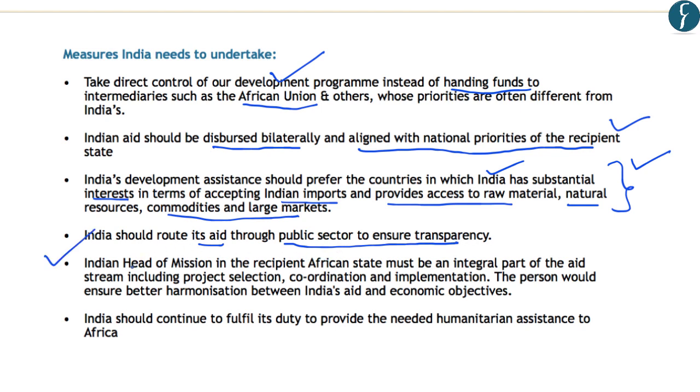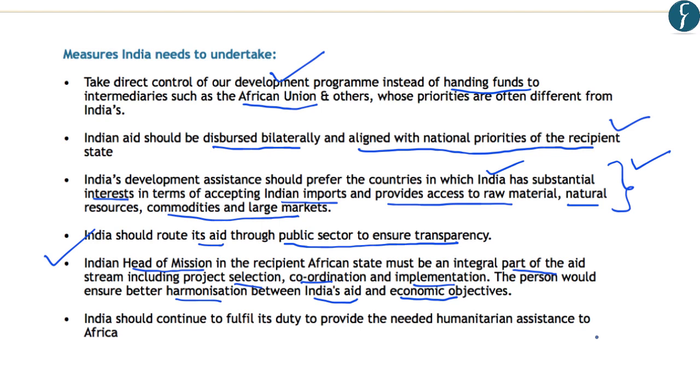Further, the Indian head of the mission in all these recipient states must be an integral part of the aid stream, including project selection, coordination, and implementation. So, the embassies or the missions in the African countries should be involved in various projects for their selection, coordination, and implementation. And these heads of the mission would ensure better harmonization of India's economic interests and its aid.